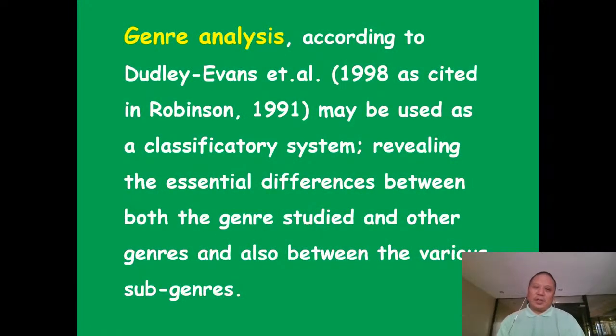Then you also have genre analysis, which may be used as a classificatory system. It reveals essential differences between the genre, or what we call text type, studied and other genres, and also between the various subgenres. So, for example, for this genre, what is characteristic of it? My classic example is the book of Proverbs in the Bible.